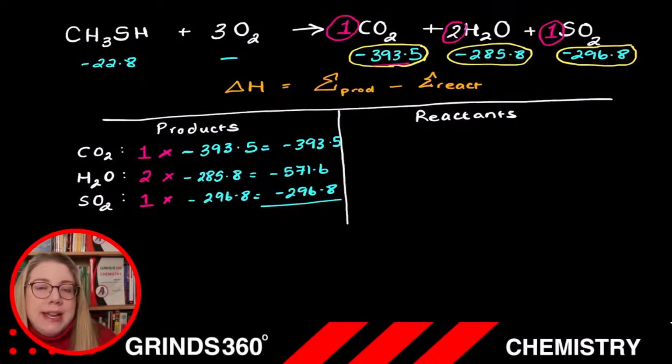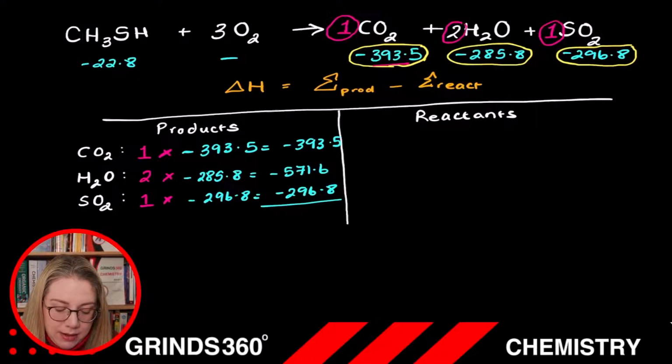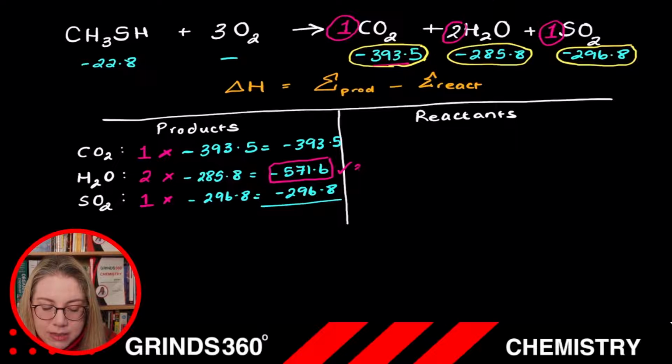Now at this point, I actually have 6 marks. I'm halfway to the answer. I'm halfway to the end. Now where those 6 marks are, for getting minus 571.6 correct, that number there, that's 3 marks. And then for having both of the other two numbers correct, the minus 393.5 and the minus 296.8, that's another 3 marks.